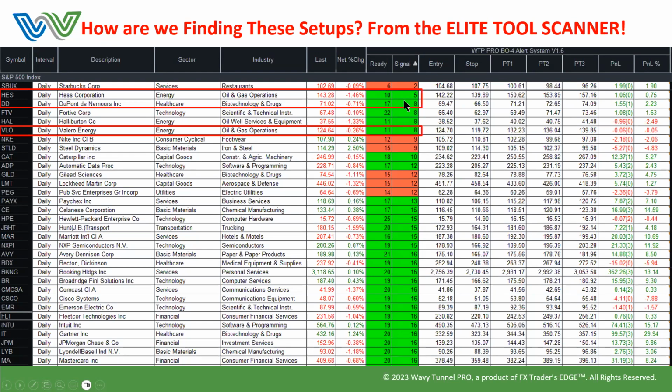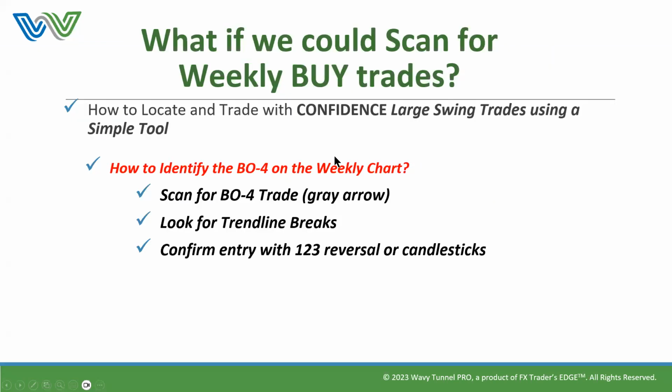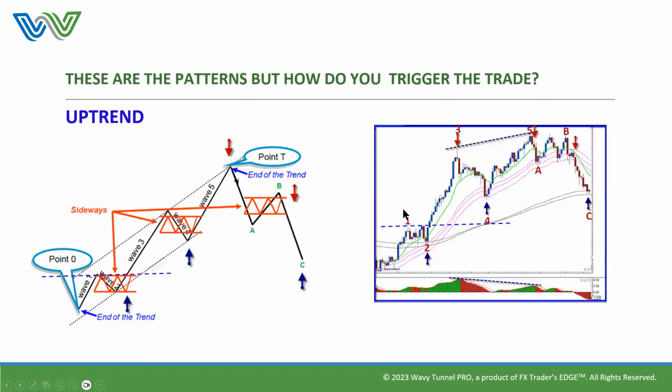So I showed you these 3 examples. If it's green, it's bullish. If it's red, it's bearish. Now, I also like to look at the weekly charts. So we scan on the weekly charts for the breakout for trade. We can also look for trend line breaks, and we confirm the entry with a 1, 2, 3 reversal or candlesticks.